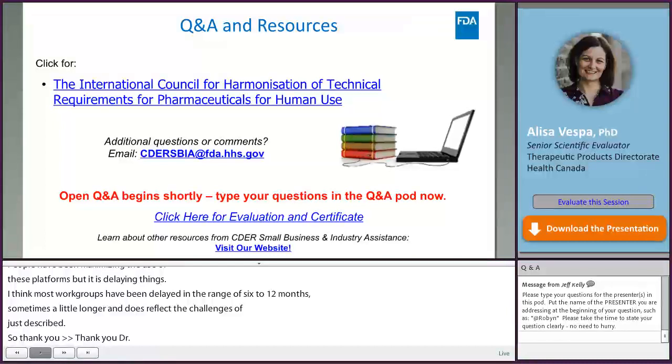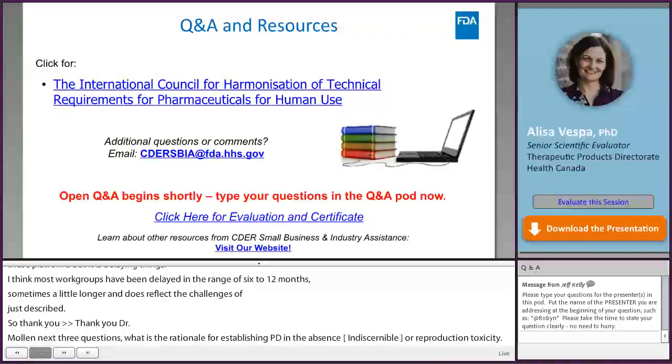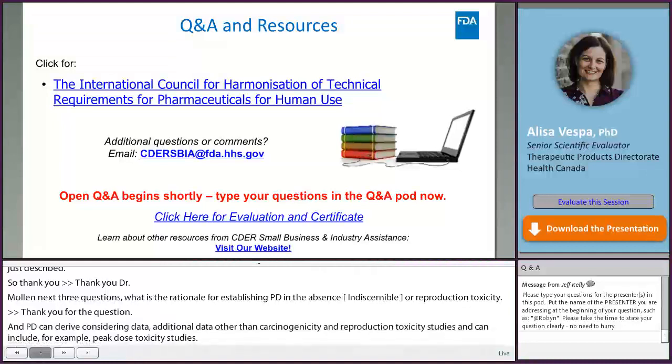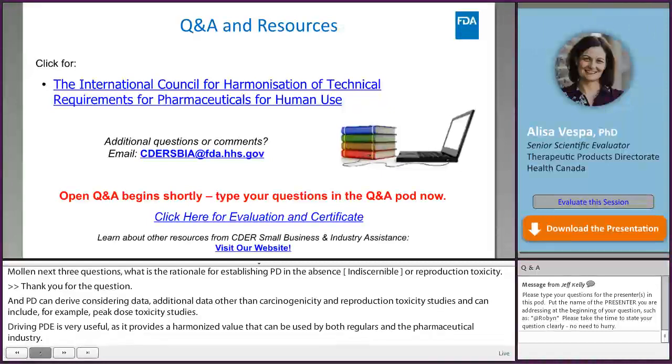So thank you for the question. A PDE can be derived considering additional data other than carcinogenicity and reproductive toxicity studies, and can include, for example, repeat dose toxicity studies. And deriving a PDE is very useful as it provides a harmonized value that can be employed by both regulators and the pharmaceutical industry. So that said, the expert working group will only consider deriving a PDE and developing a monograph for a compound that has sufficient data.